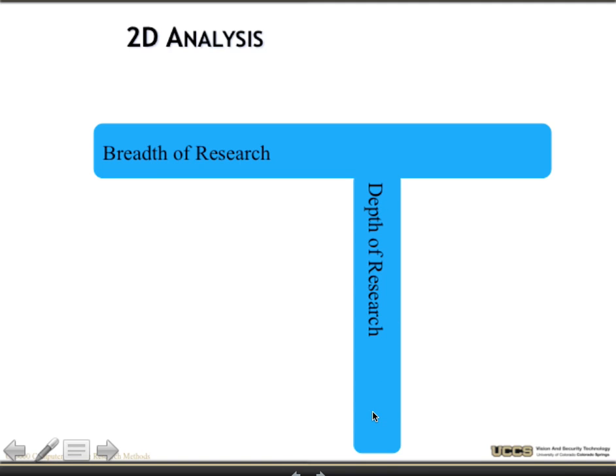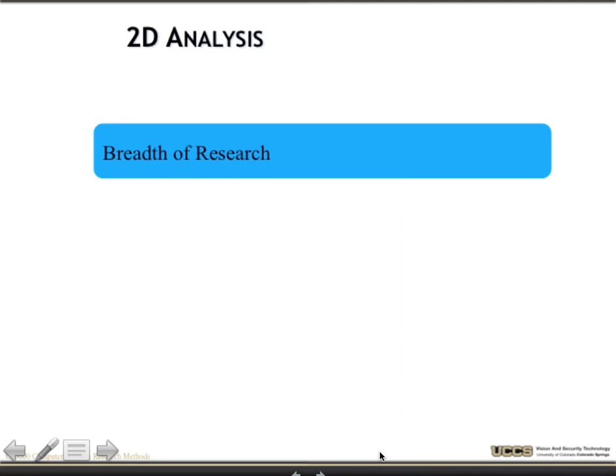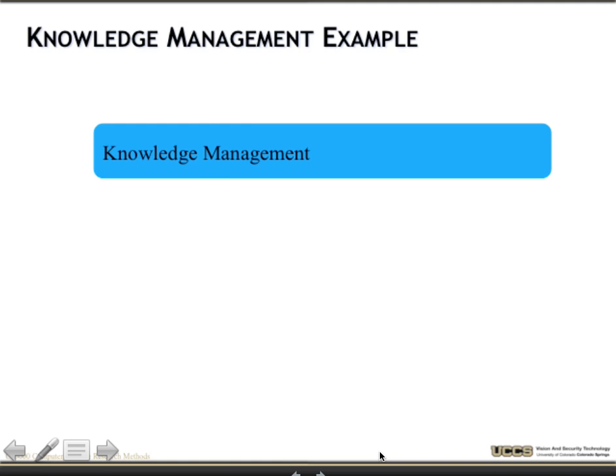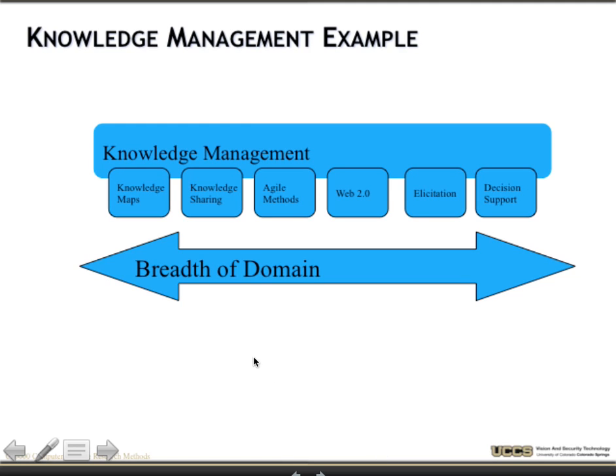Although I drew it here as a T, it might be a little bit more of a funnel where you have the breadth, some slightly more related areas getting down to something very narrow, which is the most related paper to your work. So when you go to do the breadth of research in knowledge management, we might have a couple of papers where we talk about knowledge management, things like knowledge maps and knowledge sharing and elicitation, decision support systems. All of these are topics within the broader domain of knowledge management.